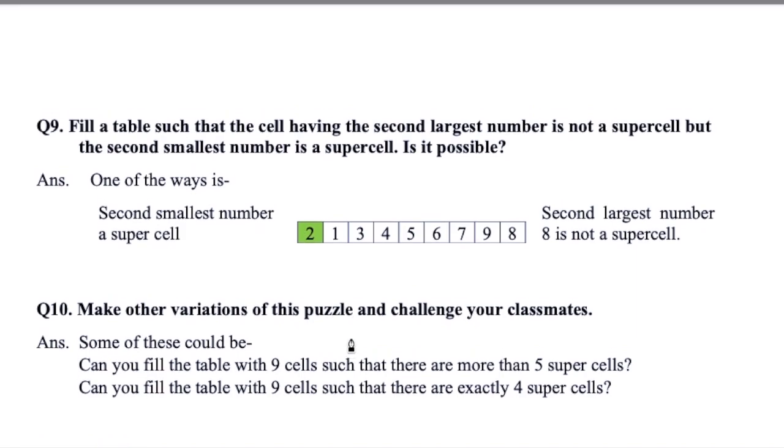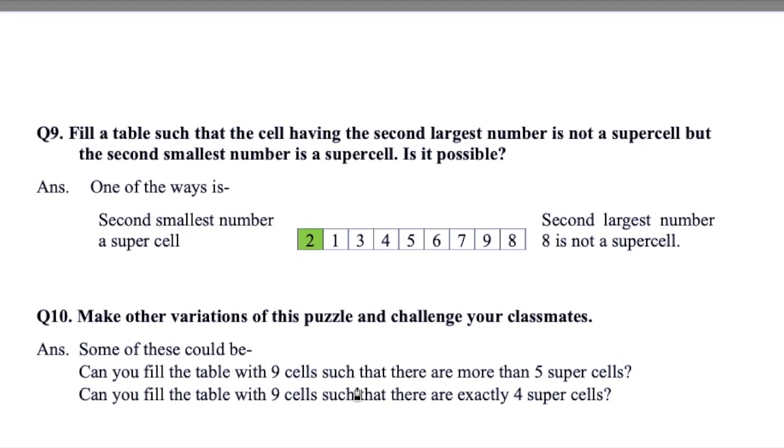You can give these challenges to your friends. Can you fill the table with 9 cells such that there are more than 5 supercells, if possible? Let them think about it. And you can give the second challenge. Can you fill the table with 9 cells such that there are exactly 4 supercells? Give this challenge. Let's see if they are able to do it, and you yourself can also accept these challenges and try to solve them if possible.